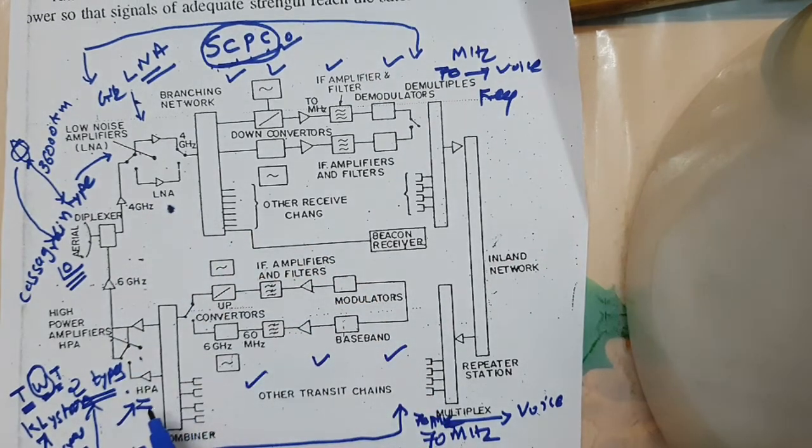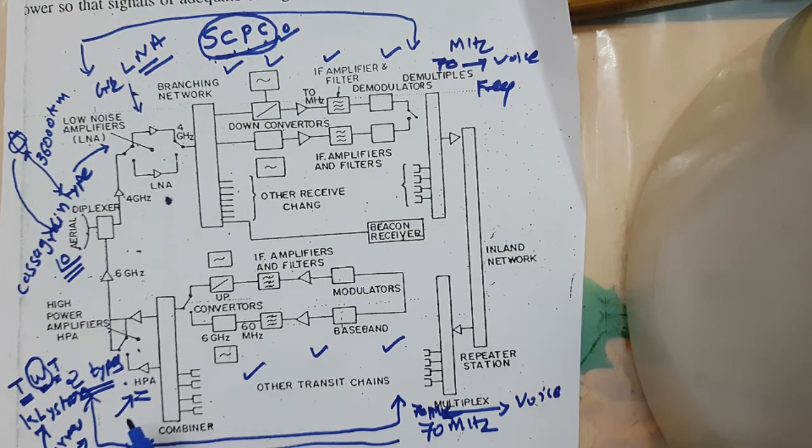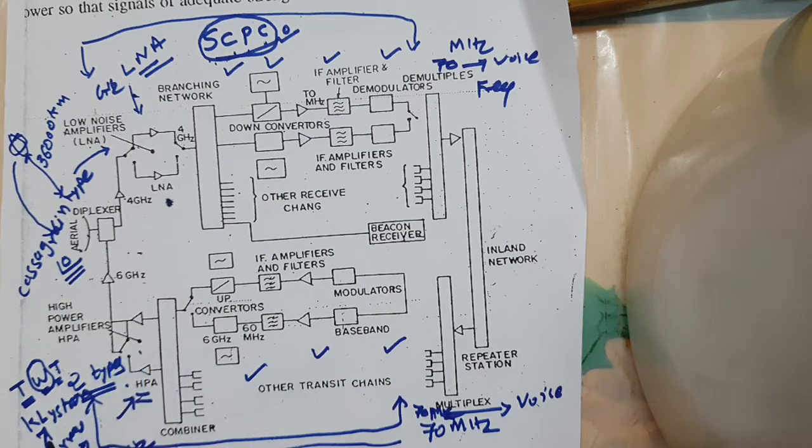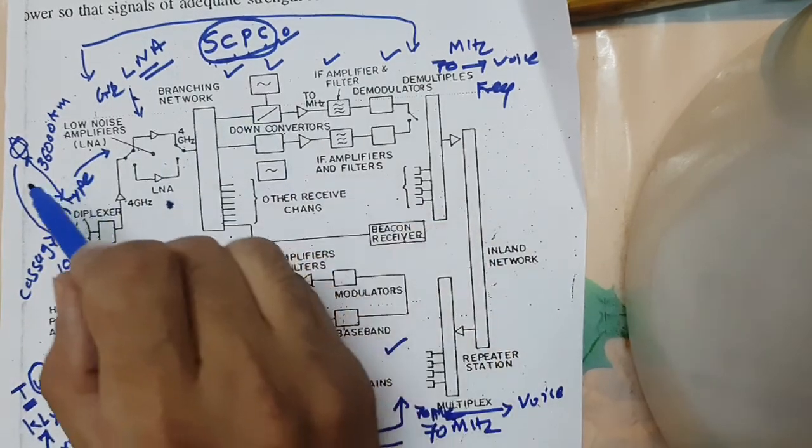The next one is the HPA. HPA means high power amplifier. In this HPA, we are using two types. The first one is the TWT type, which is widely used, for wide frequency. The second one is the klystron type, which is for narrow band frequency, and klystron is widely used due to its compact and simple construction and also very low cost. The receiving chain, what happens?